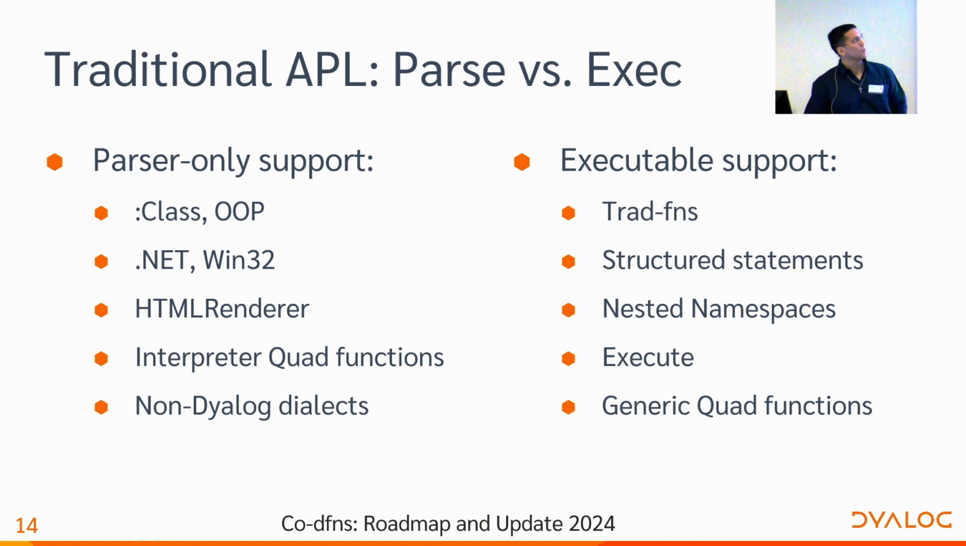So the biggest one is that we're not currently planning on providing compiled support for the whole object-oriented class system in APL and Dyalog. We would plan to provide parsing support for it, and parsing support for things you need to do the Win32 and the .NET, HTML renderer, some of the interpreter-specific quad functions, and features that might be in non-Dyalog dialects that can support migration. But for executable support, we're really focused on things like Trad-fns, gotos, structured statements, nested namespaces, execute, these dynamic features, and not this suite of OOP-oriented stuff.